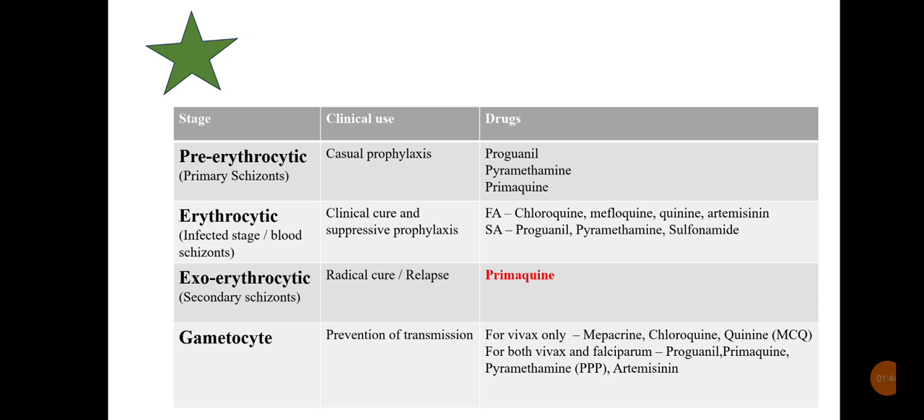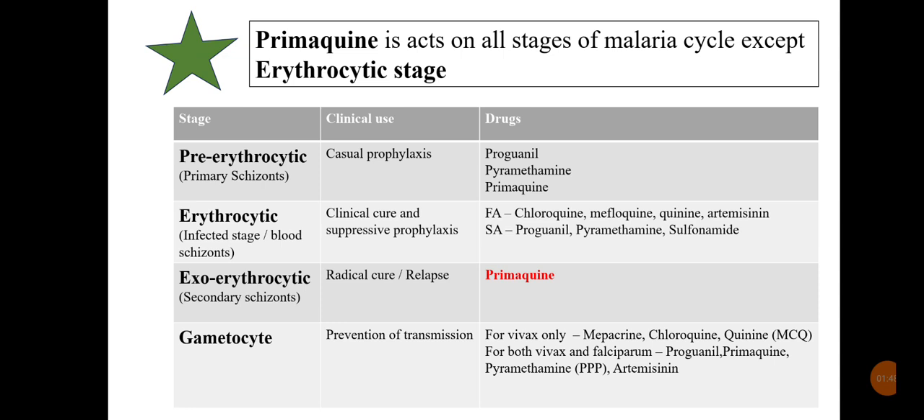There is one important point from the exam point of view, that is primaquine, right? Here also I have highlighted primaquine. Primaquine acts on all stages of the malaria cycle except the erythrocytic stage. You can see primaquine in pre-erythrocytic, in exoerythrocytic, and in gametocyte also we can use primaquine, but in the erythrocytic stage we cannot use primaquine, right?